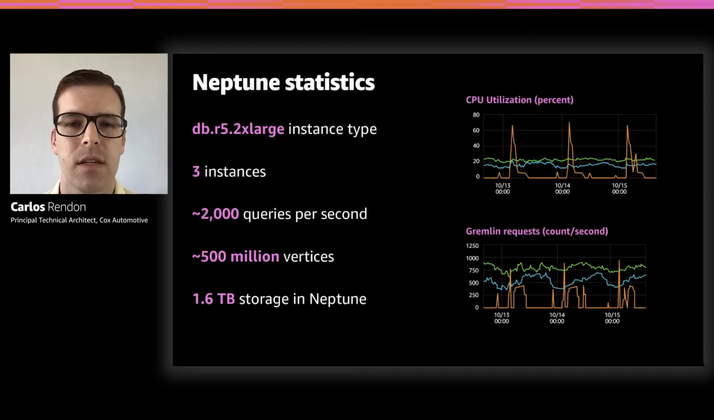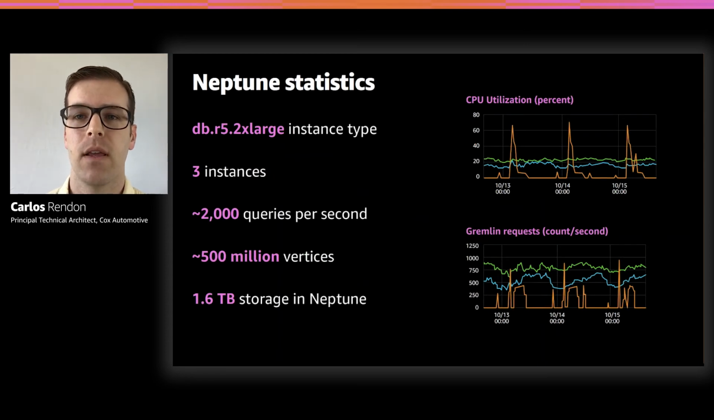Here's some of the statistics from our use of Neptune, so you can get an idea of what amount of Neptune you'd need to purchase to reach the scale that we're at. You can see that we're using 3 instances, as I talked about before, and that we're producing about 2,000 queries per second. And the reason we're producing that many queries per second is because of our marketing and advertising use cases, where we want to hit the consumer with the right message at the right time, which requires us to constantly reprocess what we know about consumers and rerun it through our machine learning algorithms.